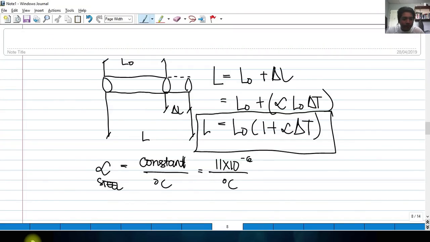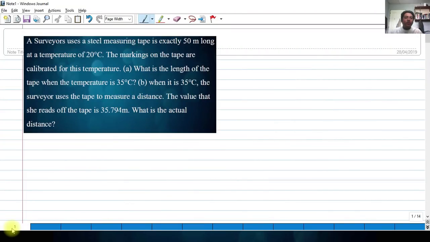For number 1, a surveyor uses a steel measuring tape that is exactly 50 meters long at a temperature of 20 degrees Celsius. The markings on the tape are calibrated for this temperature. Letter A, what is the length of the tape when the temperature is 35 degrees Celsius? So what is the length of the tape? Are we being asked for delta L or L? Of course, what is the length? That means the total length after the steel measuring tape is exposed to a high temperature.